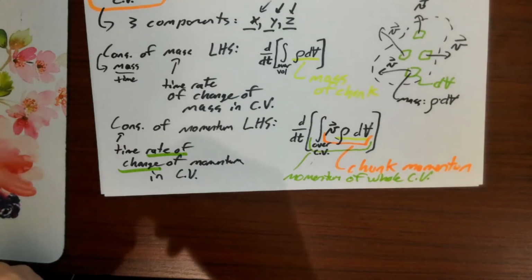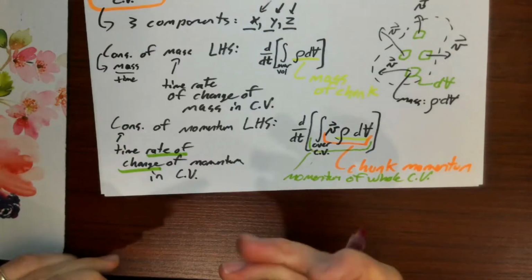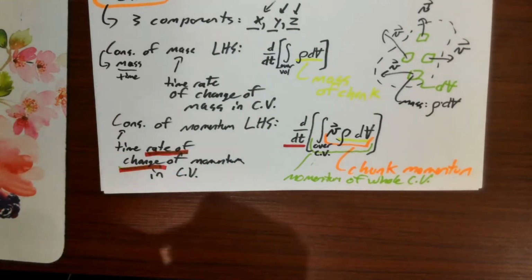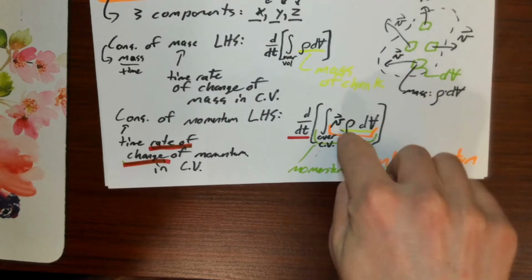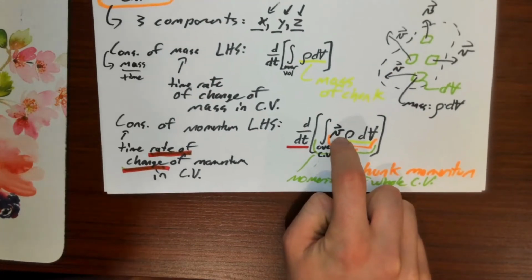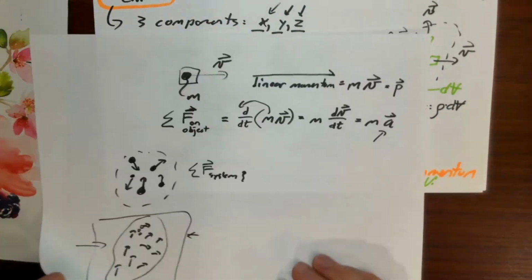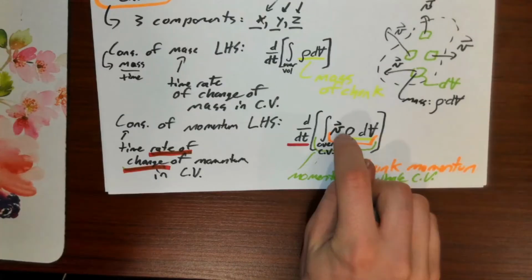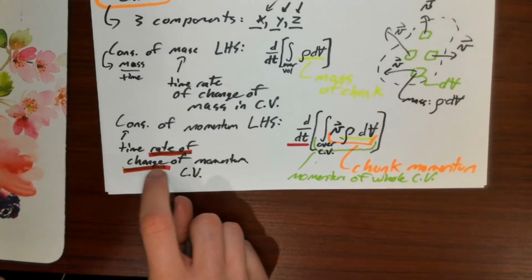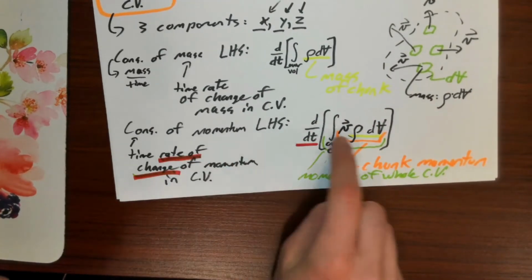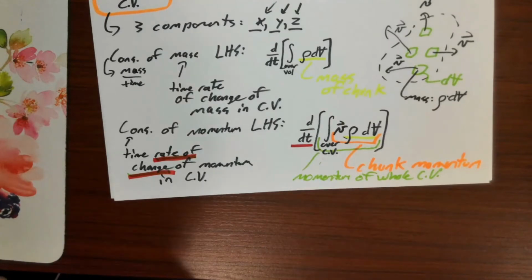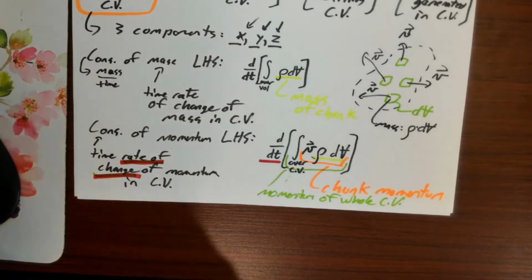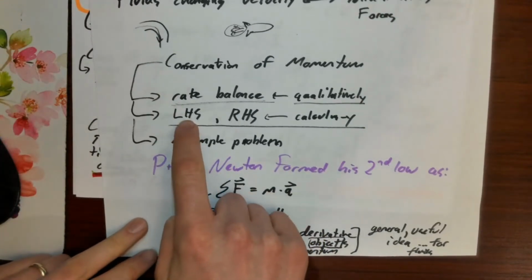So the time derivative out front basically makes that a rate of change of all the momentum in the control volume. So it looks very similar. It's basically just plopping in a little v there. And in the same way that if I multiply mass by velocity, then I get linear momentum, I'm including an extra factor of v in there to give me the time rate of change of momentum of all the chunks in my control volume. So that's the left-hand side squared away.